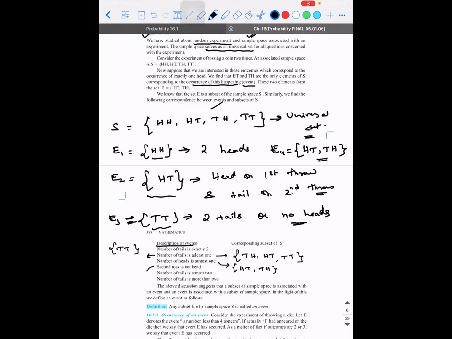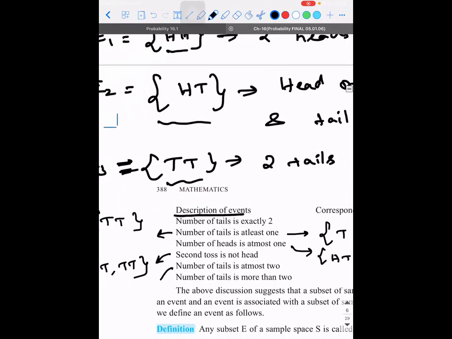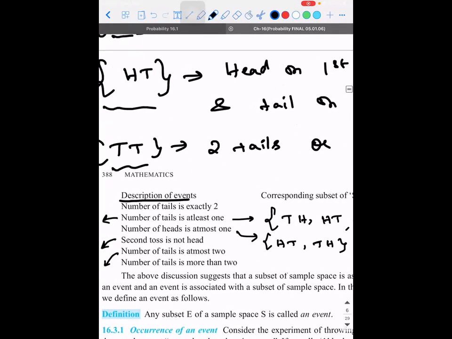Write down the subset where the second toss is not head. So second toss is not head means head tail, tail tail. Is that right? Number of tails is at most 2. Wait. I made a mistake. So when they say the number of heads is at most 2, what should have been the answer?